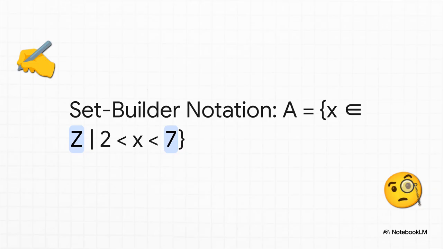So instead of having to list out every single member of a set, which could take forever, we can just write a rule. This is called set builder notation. And you can think of it like a bouncer at a really exclusive club. This rule for set A here basically says, all right, you can get in if you're an integer, that's what the Z means, and you have to be strictly between 2 and 7. It's a clear, simple rule for membership.